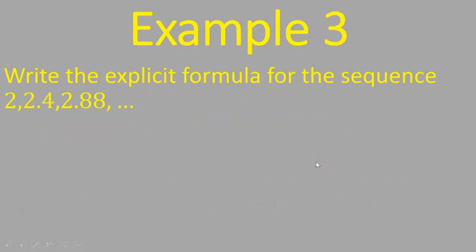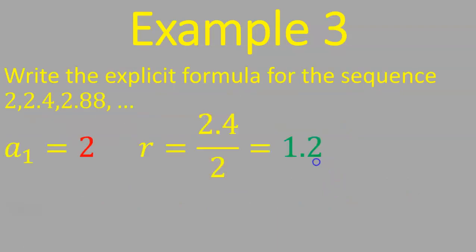Third example, write the explicit formula for the given sequence. So here we recognize that A sub 1 is 2. That's simply the first term. R is 1.2. Again, this time it's not obvious, but you take the second term and divide by the first, or you could take the third term and divide by the second if you so chose. Now notice here that n is not an issue, so we're just going to leave it in.